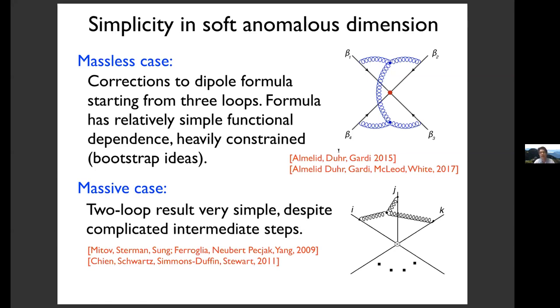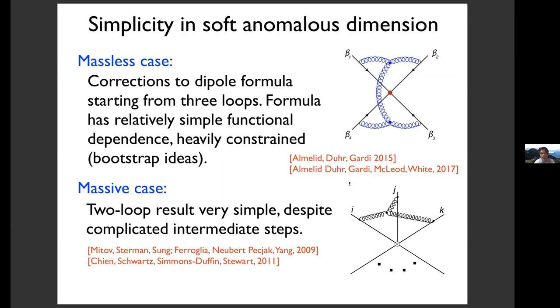But on the other hand, this three-loop formula, which was found by those authors here, is actually quite nice. It's structurally not too complicated. And in later work, the same authors, together with McLeod and White, even argued that under certain assumptions and putting in physics constraints, you could even bootstrap that formula. And so it's an interesting question how that continues at higher loops and what's the general structure of those soft anomalous dimensions.